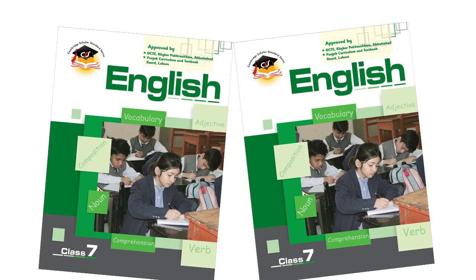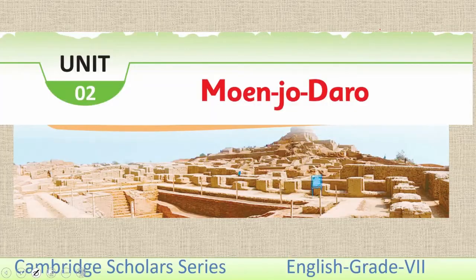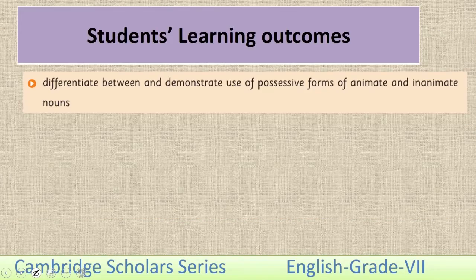Before starting the lesson, dear student, you must have with you class 7 English textbook. We will start our lesson from unit 2, Monju Dado. SLOs of this lesson are differentiate between and demonstrate use of possessive form of animate and inanimate nouns.